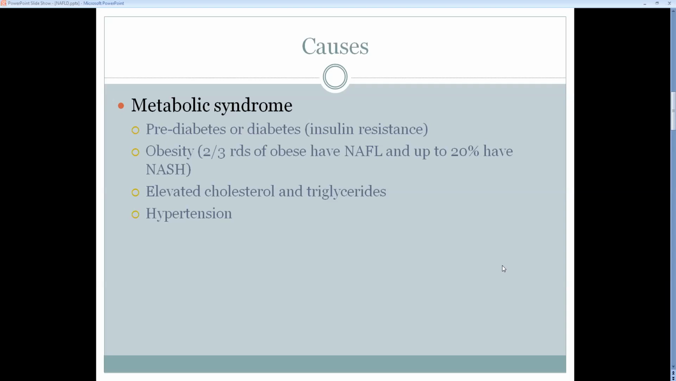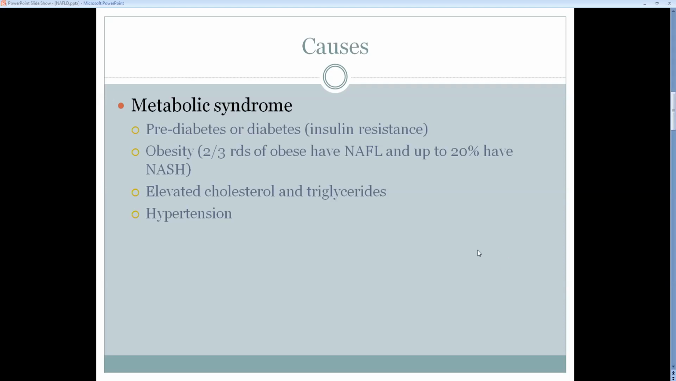Basically, a condition called insulin resistance, which most of us know as either prediabetes or diabetes, obesity, elevated lipids or cholesterol profile, and hypertension. You do not have to have all 4 of these components. Any one of these components can be a contributor to non-alcoholic fatty liver.